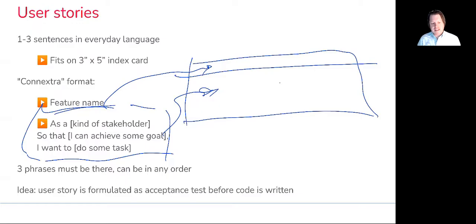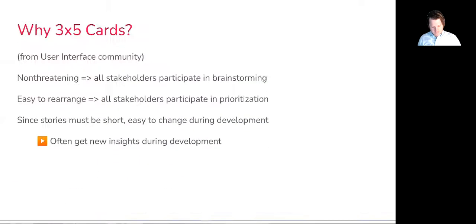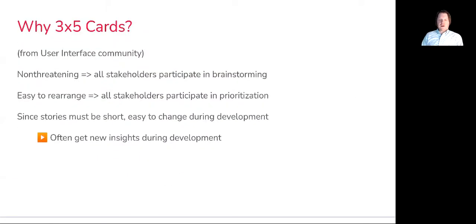So what we'll see here is that if this is crafted right, we can actually use it as an acceptance test before code is written. And the idea here is that in order to actually show that we have completed this feature, we can refer back to this card and go, hey, as a whomever, so that I can achieve this goal, I want to be able to do this task. Has it been implemented? Yes. Okay, cool. So why 3x5 cards?